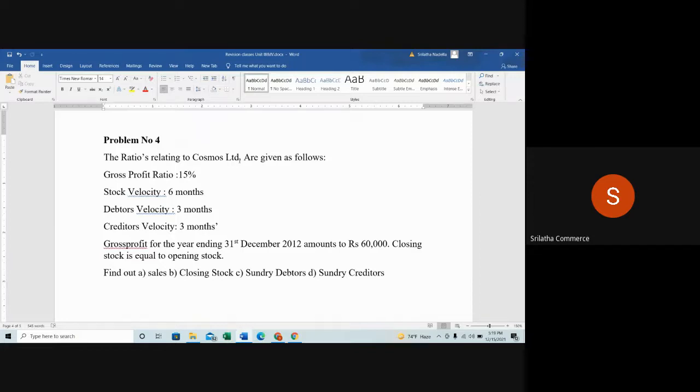So first point, you have to make a note of where he had given gross profit. What is the gross profit amount? Gross profit is how much? Gross profit is 60,000. What is the rate of gross profit? 15%. So with this information, what can we calculate? Sales. Very good. From sales and gross profit, what is the other information you can calculate? Cost of goods sold. Very good. It's clear for you all.